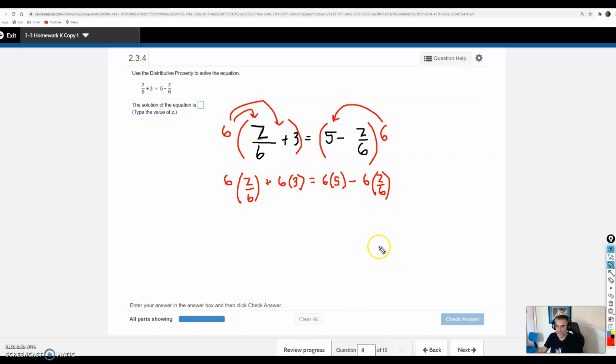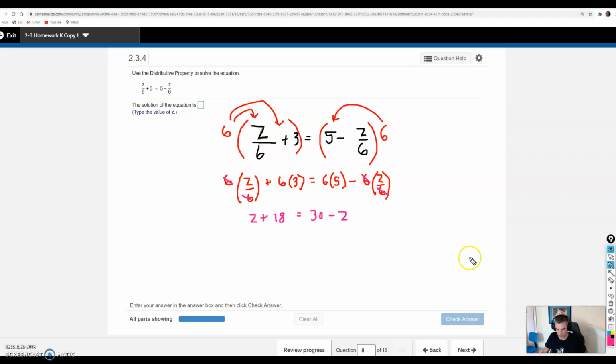All right, the whole reason I did that, notice how there's a 6 everywhere. I now have a 6 here, a 6 here, a 6 here, and a 6 here. We distributed the 6 on the left and on the right, and the whole reason we did that is because now when I multiply and divide by the same number, they're going to cancel. So those cancel, and I'm left with just z. 6 times 3 is 18. Do you see how I no longer have a fraction on the left-hand side? And on the right-hand side, I have 30 minus z. The 6 over 6 cancel, and I'm left with just z.